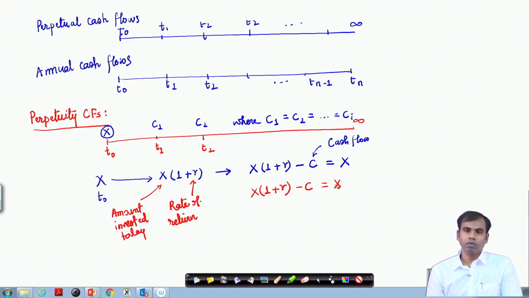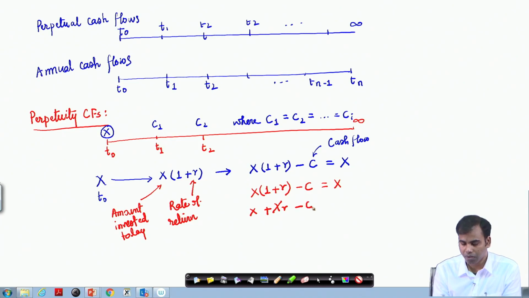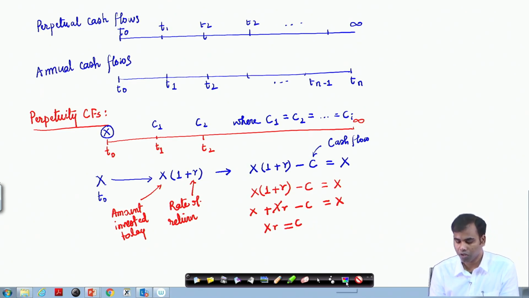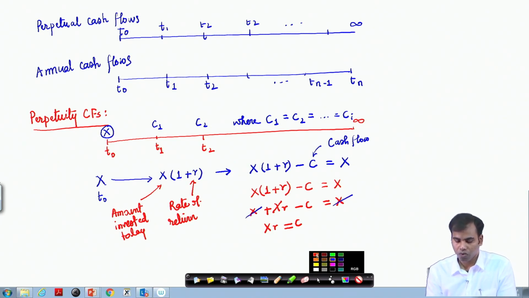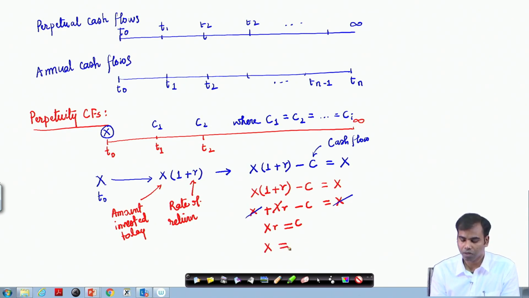So, if we try to simplify this formula or this function, basically we can write it like this: x plus x r minus C is equal to x, or rather x r is equal to C, because these two x will cancel out. So, x will be C by r.